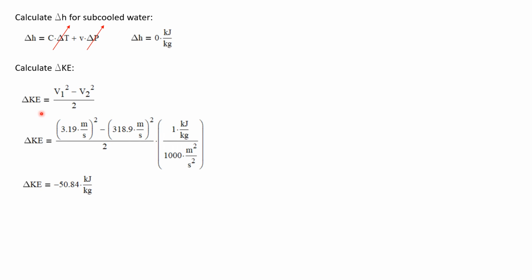How about kinetic energy? That term is V2 squared minus V1 squared over 2. We calculated the initial and final velocities. We do end up with units of meters squared per second squared. And previously we had derived this unit conversion that 1,000 meters squared per second squared is equivalent to a kilojoule per kilogram. If you want to find that for yourself, you can multiply meters squared per second squared by kilogram over kilogram, and you'll get this conversion factor. We see that the change in kinetic energy is 50.84 kilojoules per kilogram.